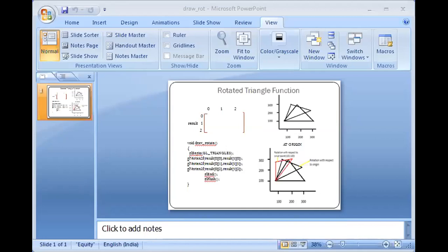So which is the first point? That means x1, y1. X1, y1 is this 100, 100. This is the first vertex. Come to the second vertex, x2, y2: 300, 100. Come to my third point, x3, y3.